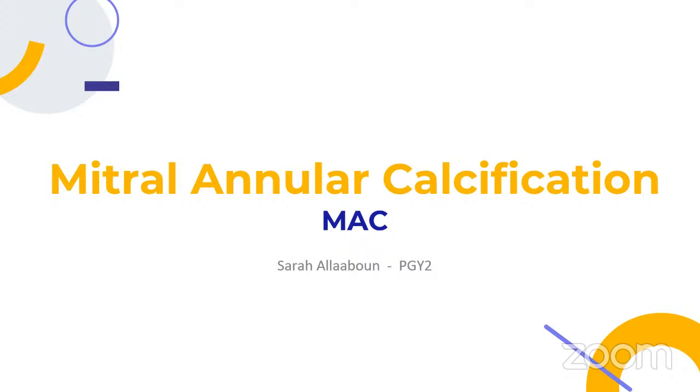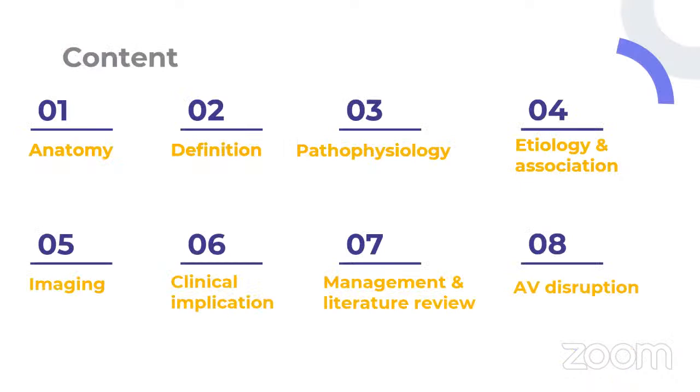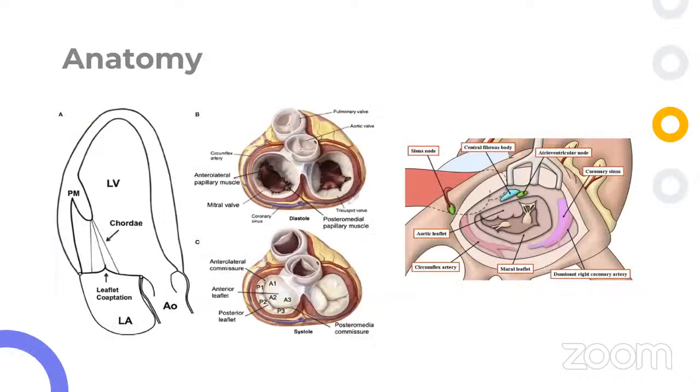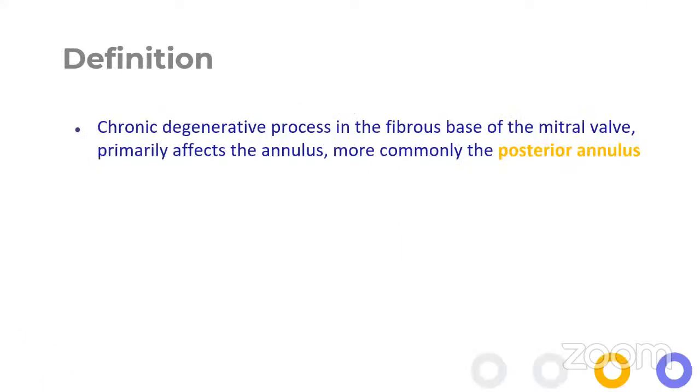Okay. So to start with, our table of contents will be about anatomy, definition, pathophysiology of MAC, etiology and association, imaging, clinical implication, management guided by a literature review, and finally, a small talk about the AV disruption. As my previous colleague has done an amazing job with the anatomy, I'll be skipping this part for now and coming immediately to the definition.